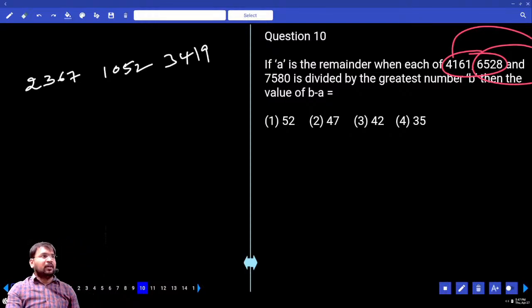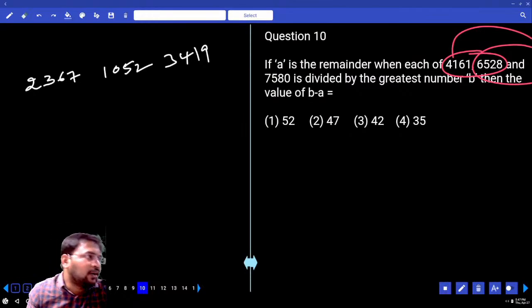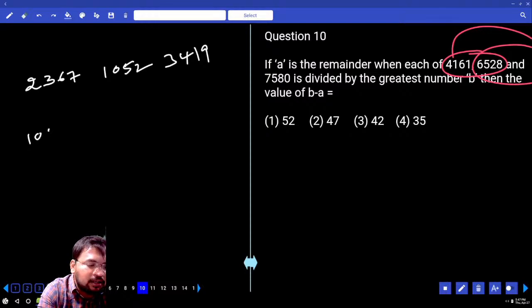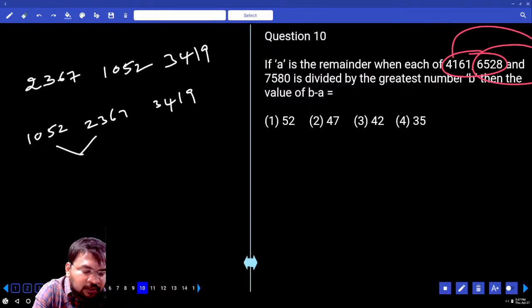Clear? We need to find out the HCF for these three numbers. Whenever you have to find the HCF, don't go for the traditional method, use the shortcut method. Take differences. First of all, arrange them in increasing order and take differences. See the difference? Here the difference is how much? The difference is 1312.